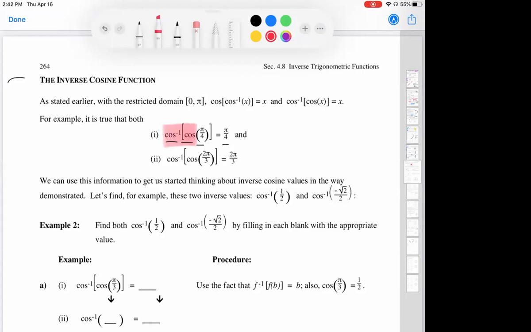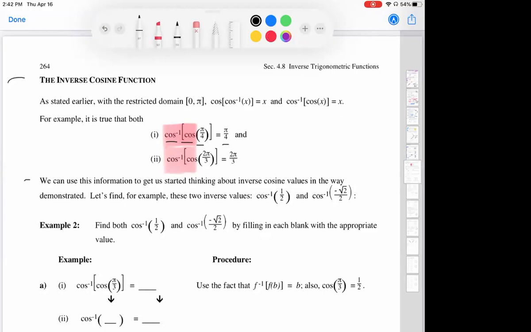So what is our answer? It's the argument. Same thing if it's written in a different order. If I have cosine inverse of cosine, well, they're mathematical inverses, so our answer is just the argument, pi over 2 over 3.